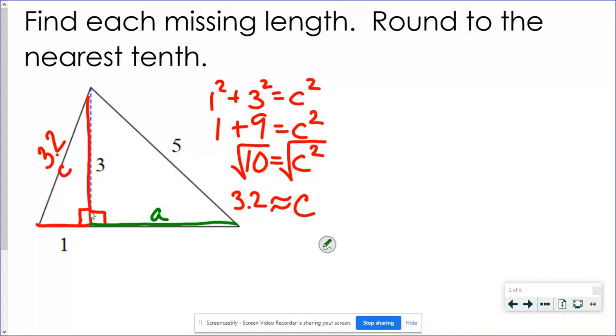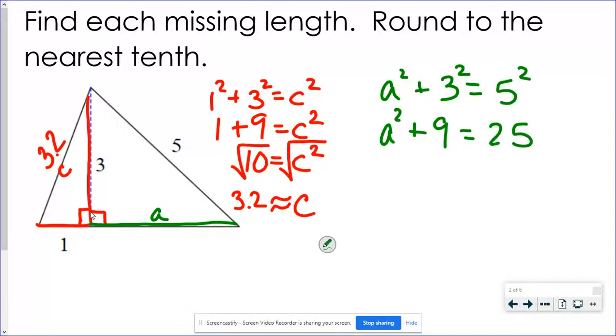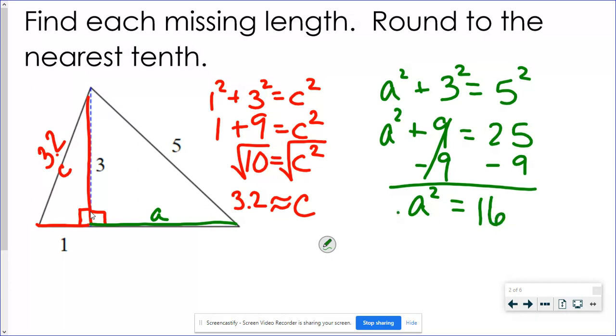So to find A, I would do A squared plus 3 squared equals 5 squared. And by now, you could probably just about do this in your sleep. Also, before we finish this, I'm hoping that some of you are recognizing the Pythagorean triple that's going to be coming in here. 25 minus 9 is going to be 16. And when we take the square root on both of those, I'll get that A is 4. So this is 4 units long.